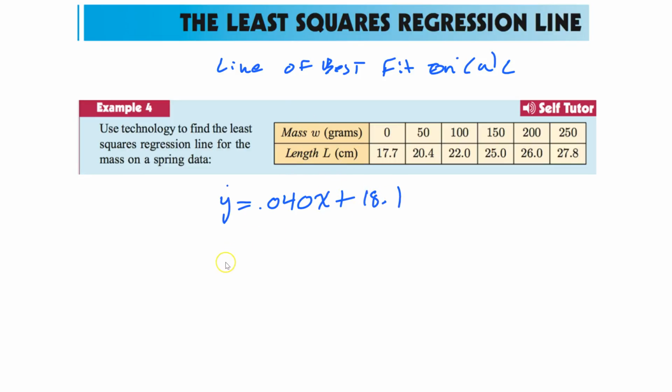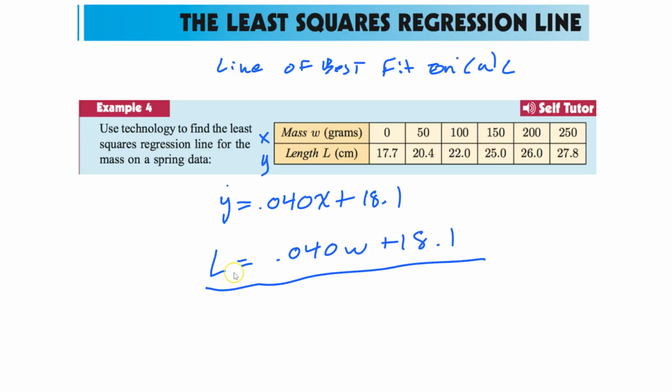Now I'm probably going to use the correct units, so this is my x, this is my y. So the length is going to equal 0.040w plus 18.1. And that's how you find a line of best fit or a least square regression line for your data there. And again, once you have this, the possibilities are endless.